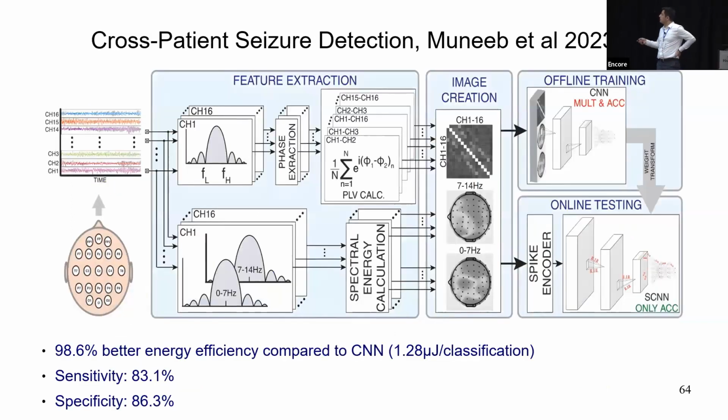We did have a paper in this area of cross-patient seizure detection in ISCAS 2023, where we again had a spiking convolutional neural network. This time we extracted certain features, the PLV and the spectral band power, created images based on those features, and then fed those images to a convolutional neural net and then a spiking one for inference. We showed that not only do we get better energy efficiency compared to the convolutional one, we get a very reasonable sensitivity and specificity for cross-patient seizure detection.